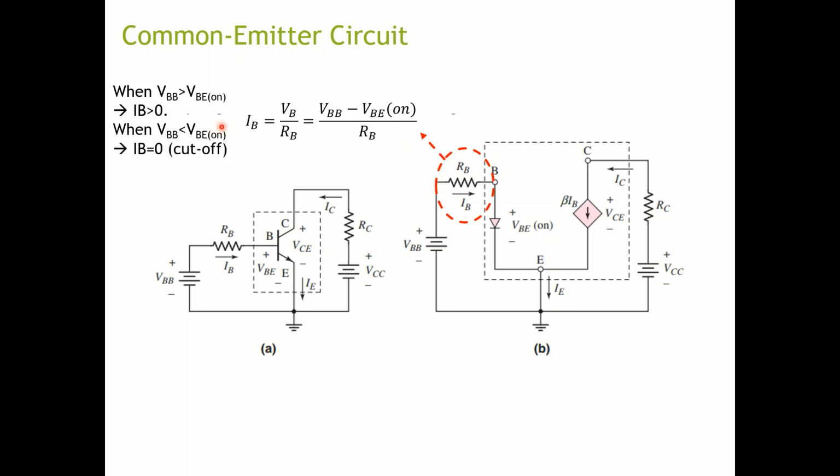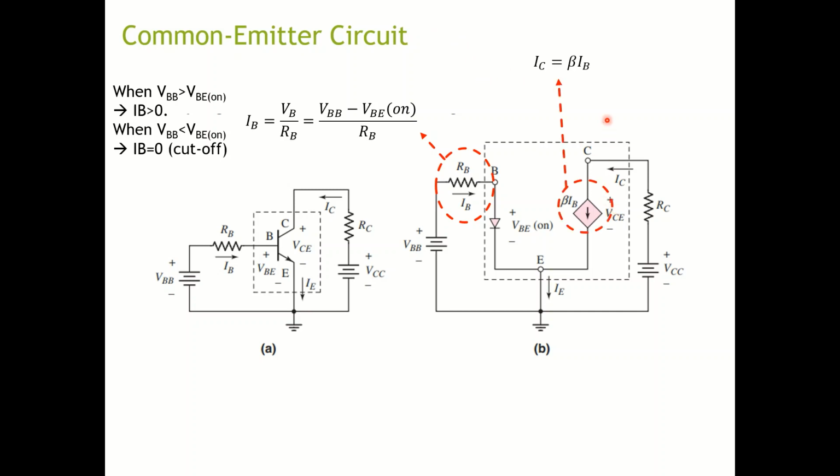In this equation, obviously when VBB is larger than the turn-on voltage VBE on, you will have a positive current, so current will be allowed to flow through here. But remember, now you have a diode right here. A diode means you can allow current to flow one way but not the other way. So when you have VBB less than VBE on, you don't have a negative current. The base current IB will come to zero. So it's the cutoff.